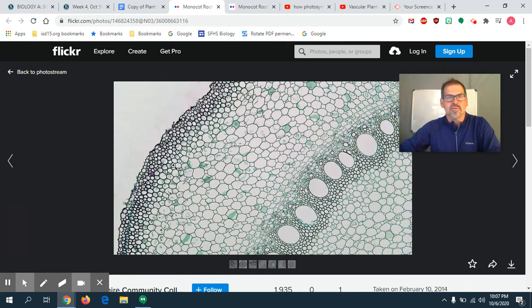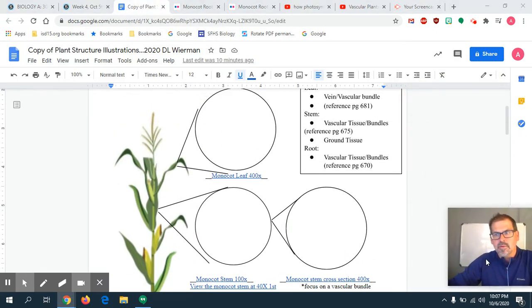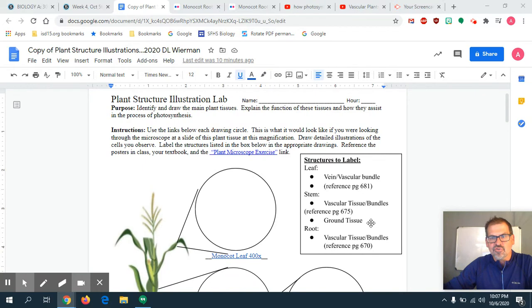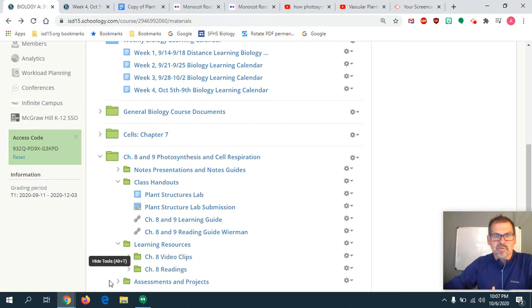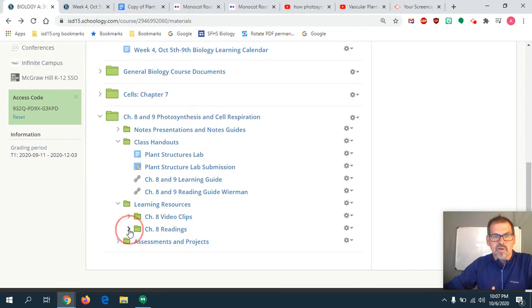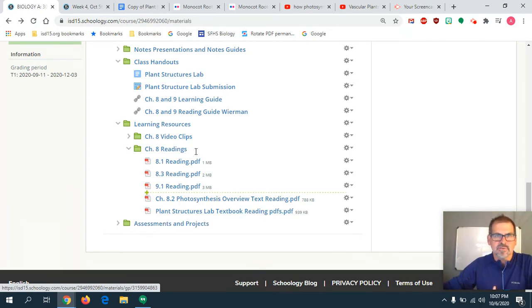Label the vascular bundles. How do I know what the vascular bundles are? How do I know what to label? Well, again, reference the lab, and up here it tells you for each drawing what you need to label. Where do you find that information? You find that information in the textbook reading. And again, referencing back to our Schoology homepage, if we go to Learning Resources, you'll see that under the Chapter 8 readings, we have Plant Structures Lab textbook readings. So it's several pages from the book that are scanned, and you need to read parts of those pages.